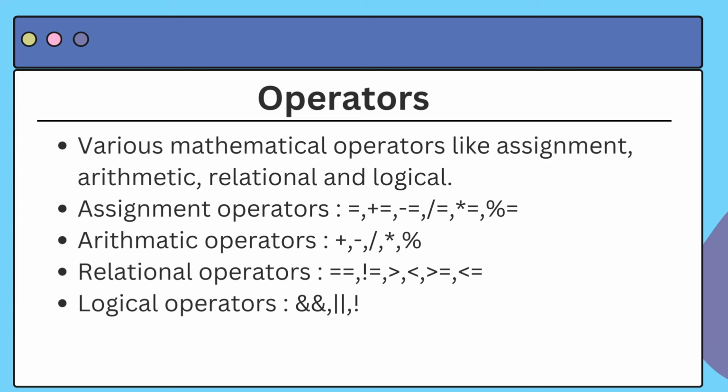Now let us understand what are operators, right? So operators are symbols that perform specific operations on one, two, or more operands and return a result, right? So there are various mathematical operators like the assignment, arithmetic, relational, and the logical, right? And below you can see all the symbols for all of the operators, right? So we will discuss each of the operators in detail in our future videos.